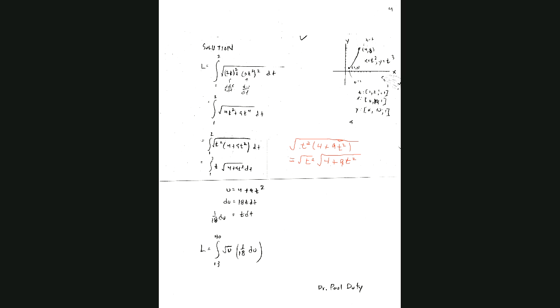Now, technically, the square root of t squared is the absolute value of t. But since t is between 1 and 2, the absolute value of t is just t. Are there any questions up to this stage right here? Up to that step?